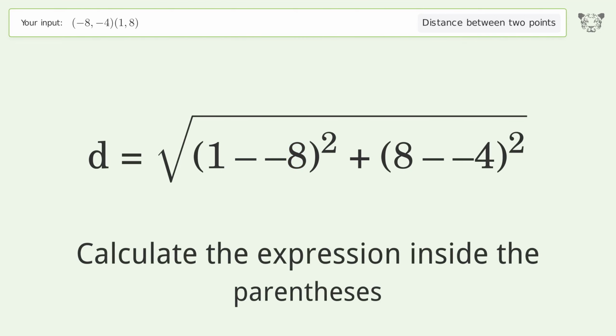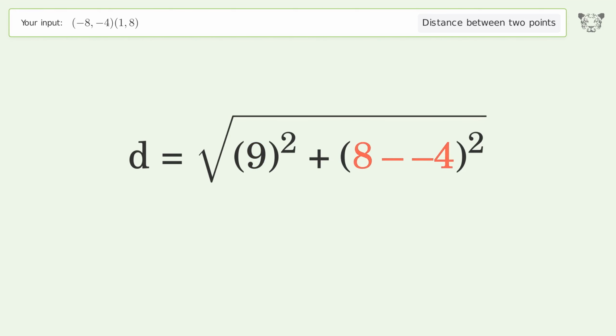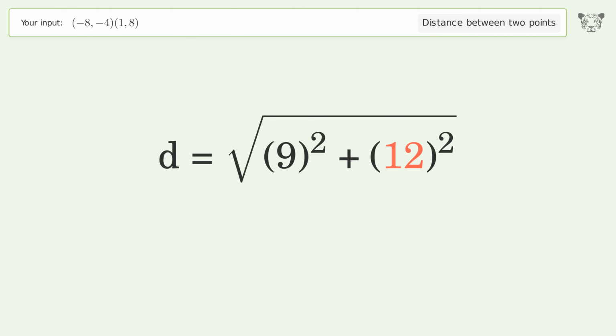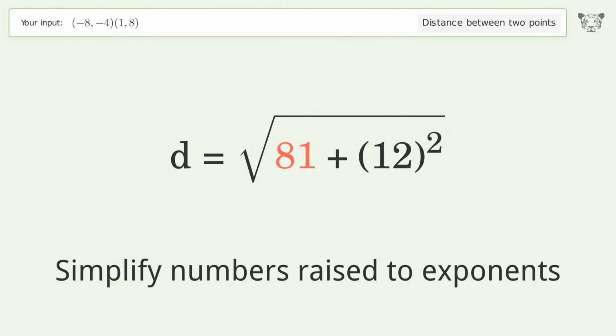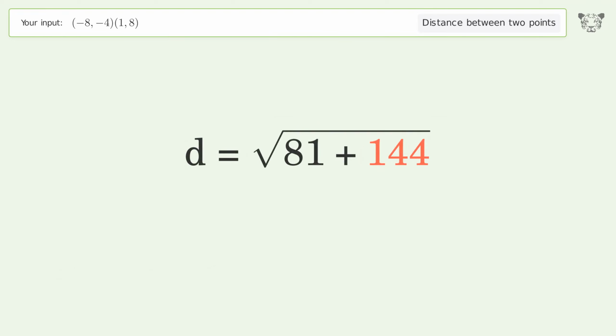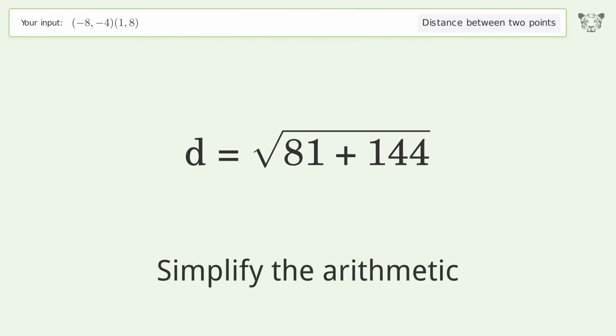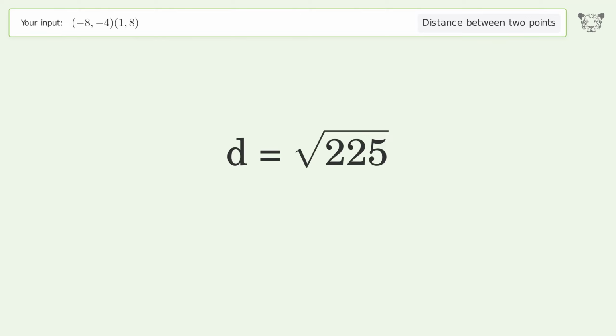Calculate the expression inside the parentheses. Simplify numbers raised to exponents. Simplify the arithmetic. And so the distance between the 2 points is the square root of 225 or 15.